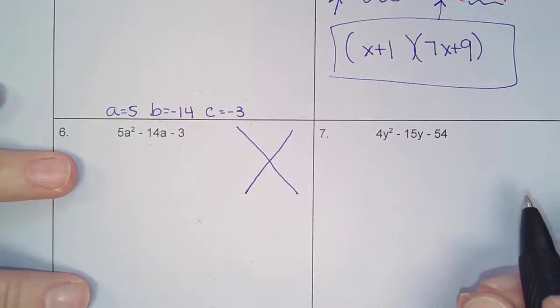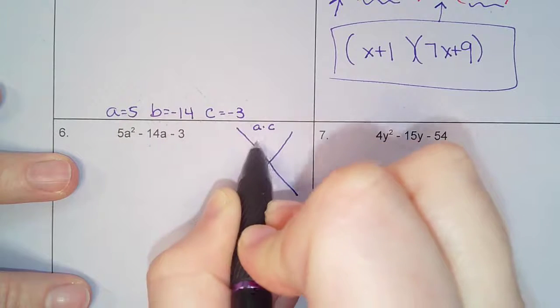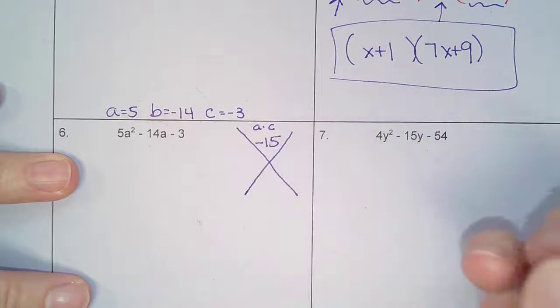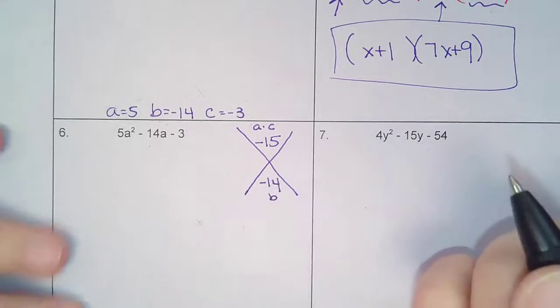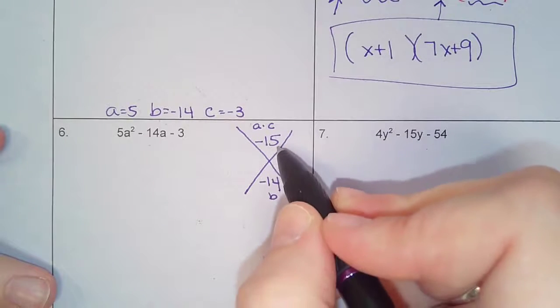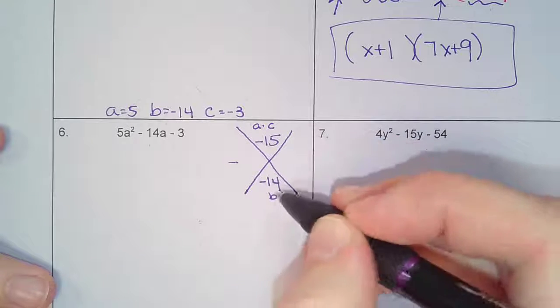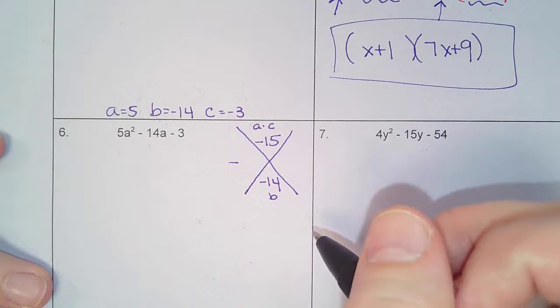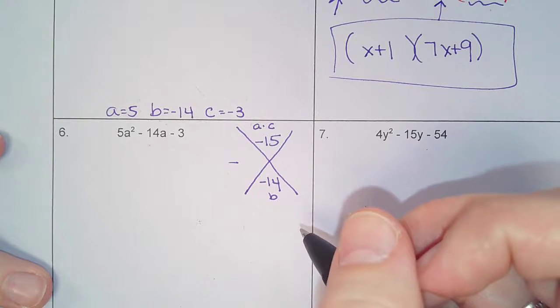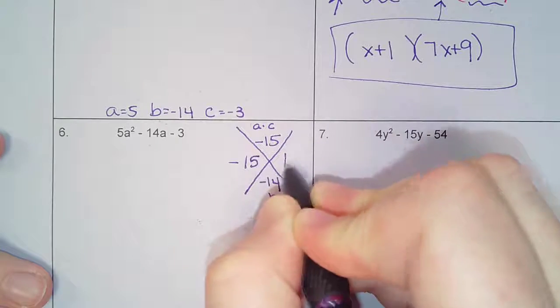At the top, A times C. So 5 times negative 3 is negative 15. At the bottom, B, negative 14. Two numbers that multiply to a negative means one of them has to be negative. Because they add to a negative, the larger quantity of the two is negative. So for this one, we'll have negative 15, positive 1.